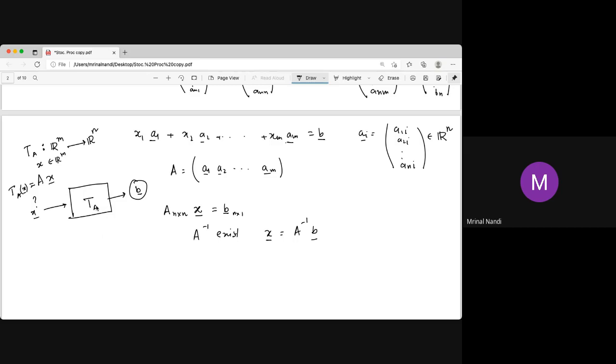This is one issue, and another issue is in the vector space concept: whether this is in the column space or not. Now the question is how to solve this. So if A inverse exists, the problem is easy, and we know in this case it is a unique solution. So unique solution.